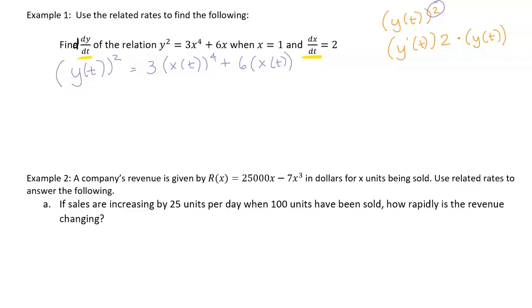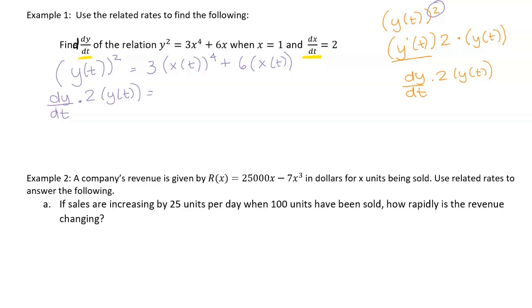So now, to write this so it's visually a little bit easier to see, I'm going to rewrite y prime of t as dy/dt. And then I'll just keep the rest the same for now. So my left-hand side of the equation becomes dy/dt times 2 times y of t.